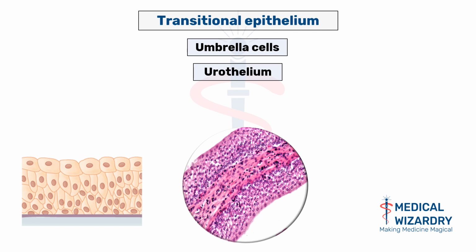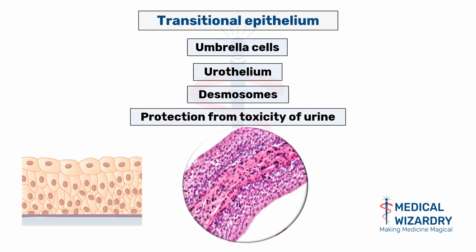On visualization under the electron microscope, the transitional epithelium is found to be firmly united by small structures called desmosomes. The surface of the plasma membranes houses special glycoproteins that make the membrane impervious to the toxic effects of the substances in the urine, thereby providing protection to the surrounding tissues.